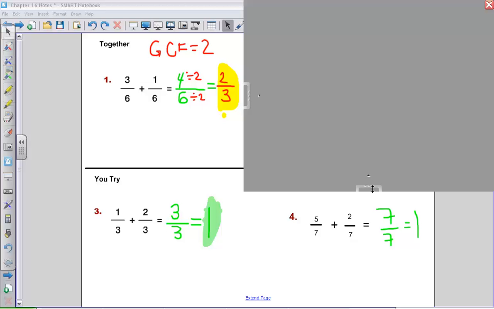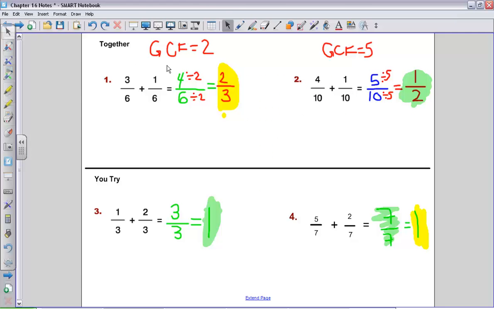Okay. And our last one, sorry I put kind of the same example problem here. 5/7 plus 2/7. Denominator stays the same with 7. 5 plus 2 is 7. So again, when my numerator and denominator are the same, then my final answer is going to be 1. So I have 1 whole. If I've eaten 7 pieces out of 7 pieces of pizza, then I've eaten 1 whole pizza. Good job, Mrs. Hook.